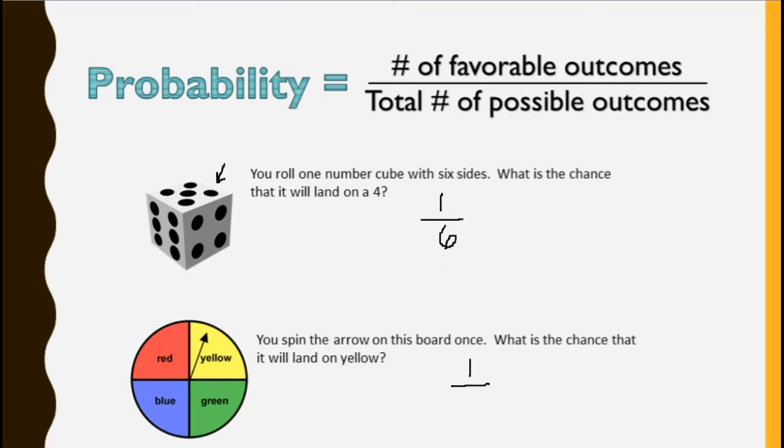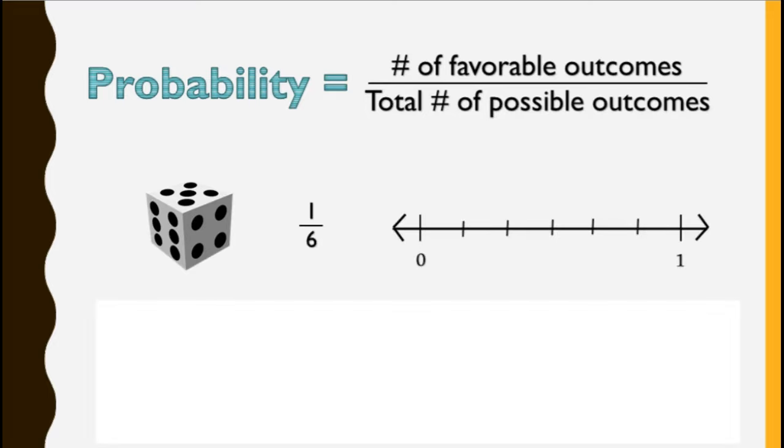And what's the total number of possible outcomes? Well, there's 4 different colors. So this probability would be written like this. There's 1 in 4 chance of landing on yellow, or there's a 1/4 chance of landing on yellow. Okay, so let's take a look at this, because if you notice, every probability number is going to be in between the number of 0 and 1, always.